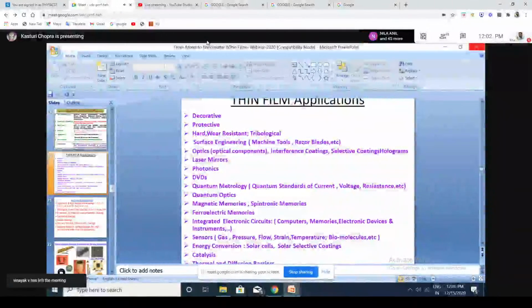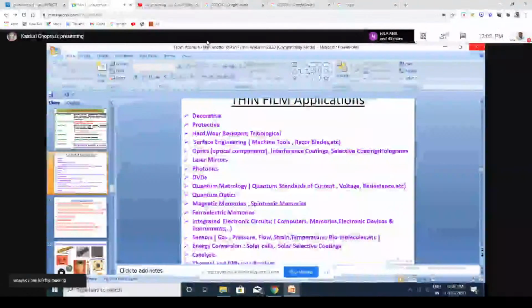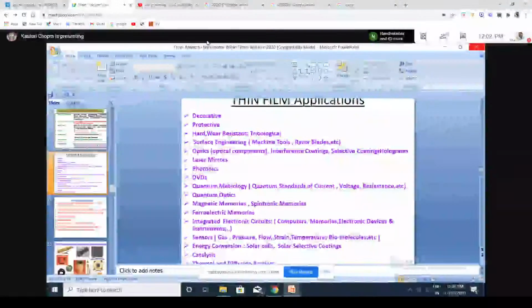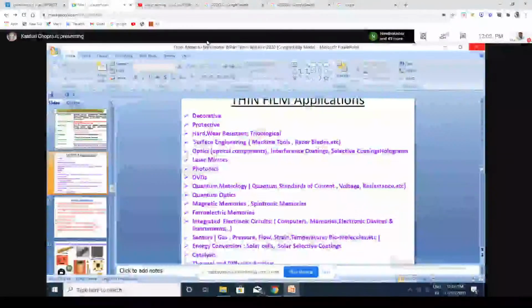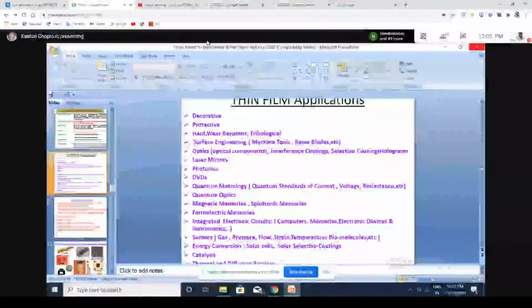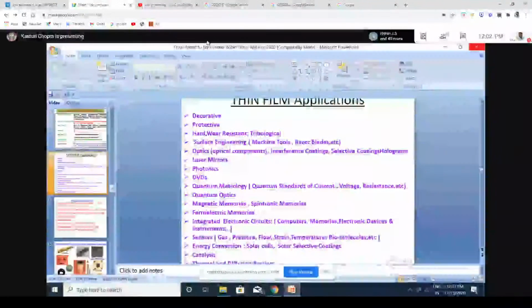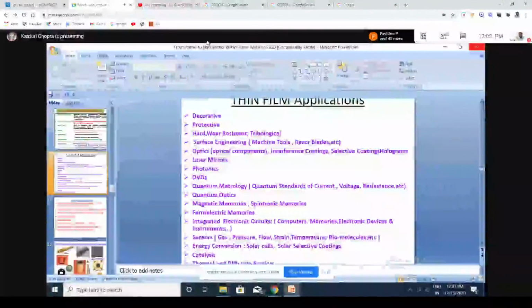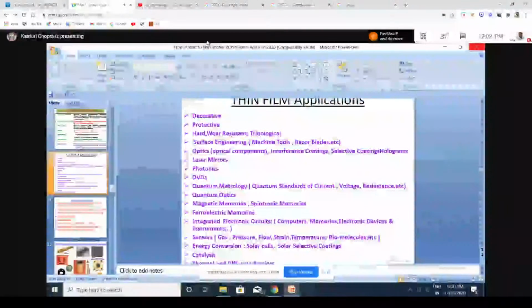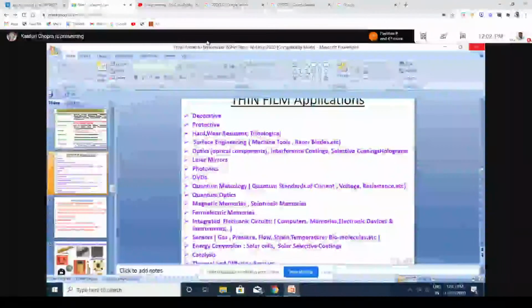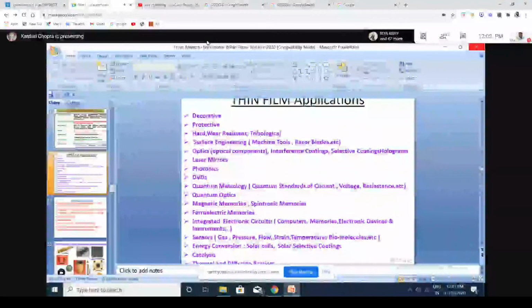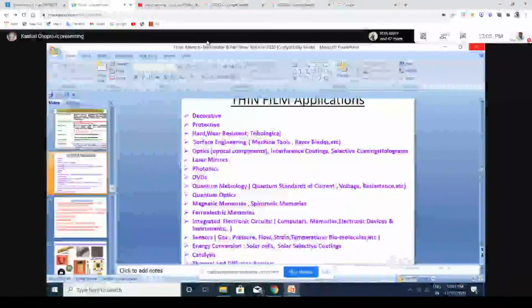Okay, magnetic memories, of course, you are familiar with. Spintronics now coming in, ferroelectric memories, and integrated circuits. They all depend on thin films. A whole variety of sensors: gas sensors, pressure sensors, flow sensors, temperature sensors. They're all based on thin film technology today. And of course, energy conversion, solar cells, and so on, catalysis, and so on. So there's a whole range of these properties.